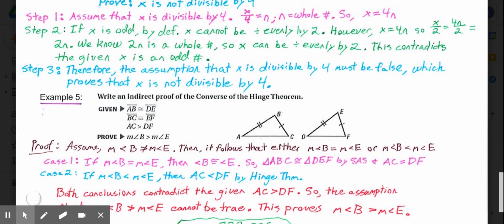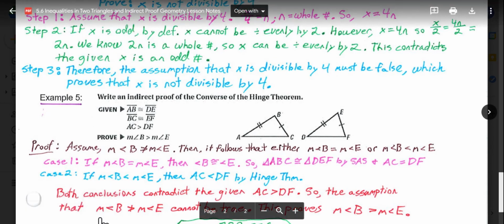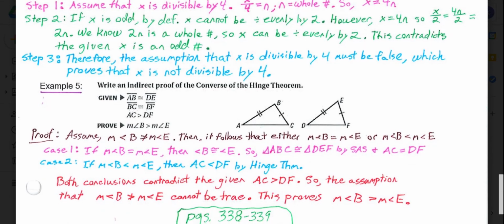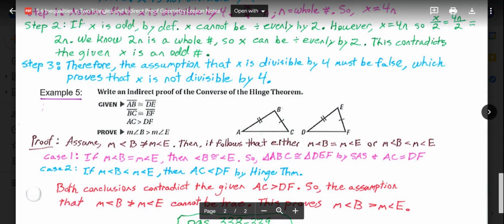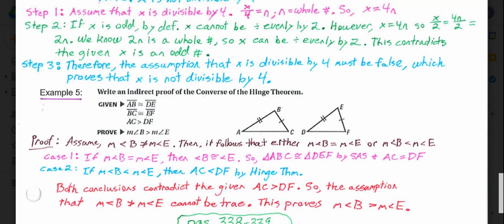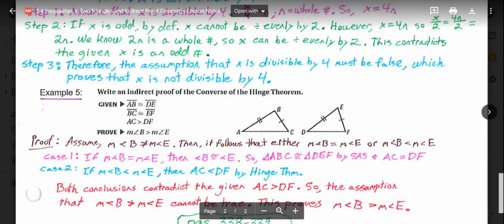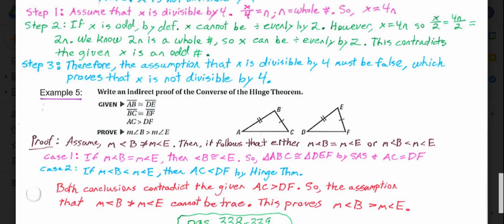So, one more example of an indirect proof. In this case, we have: write an indirect proof of the converse of the hinge theorem. So they gave us some given info. Side AB is congruent to DE. Side BC is congruent to EF. And side AC is greater than side DF. They want us to prove that the measure of angle B is greater than the measure of angle E.